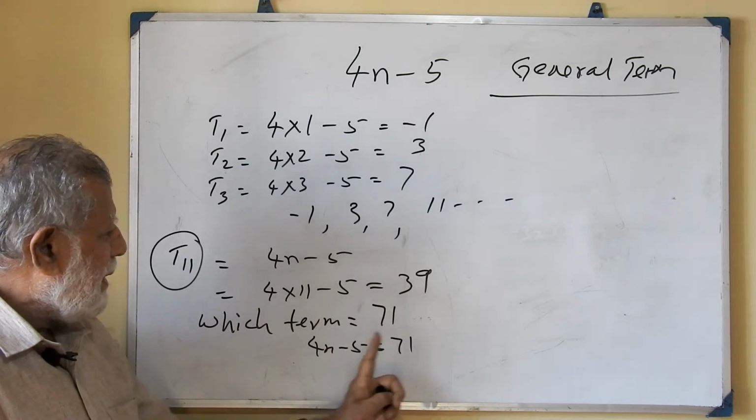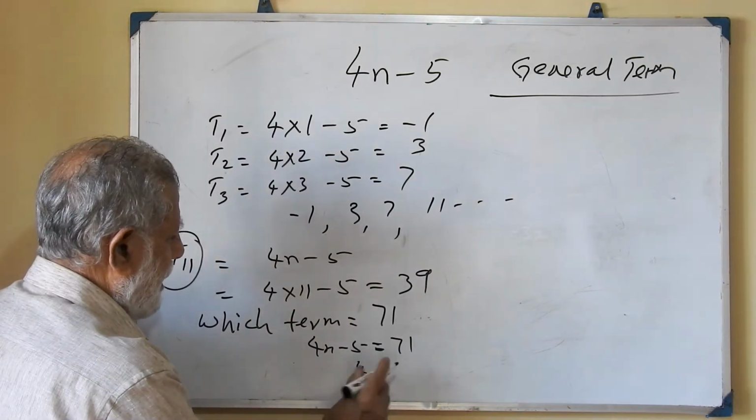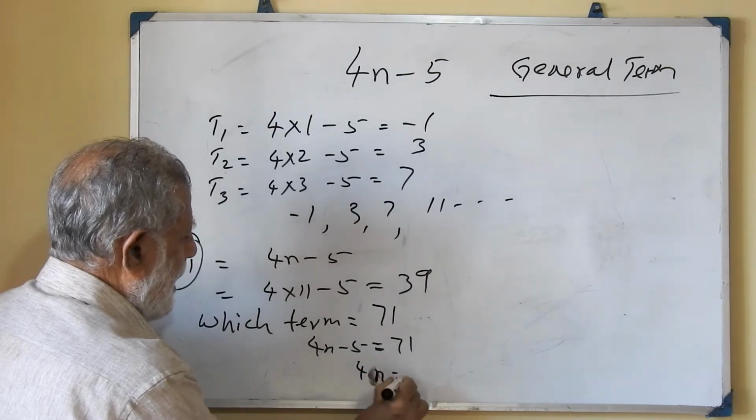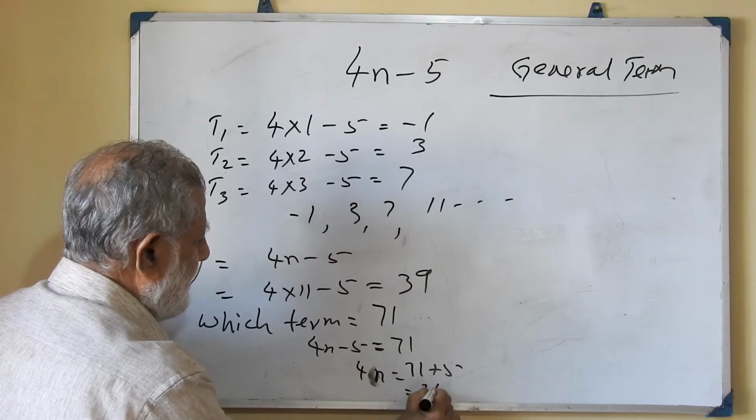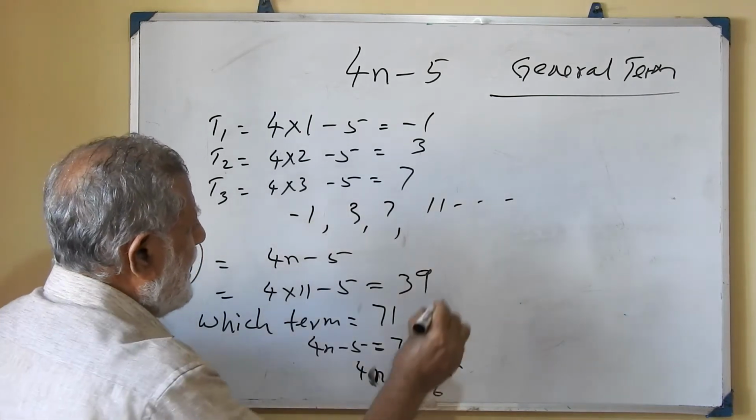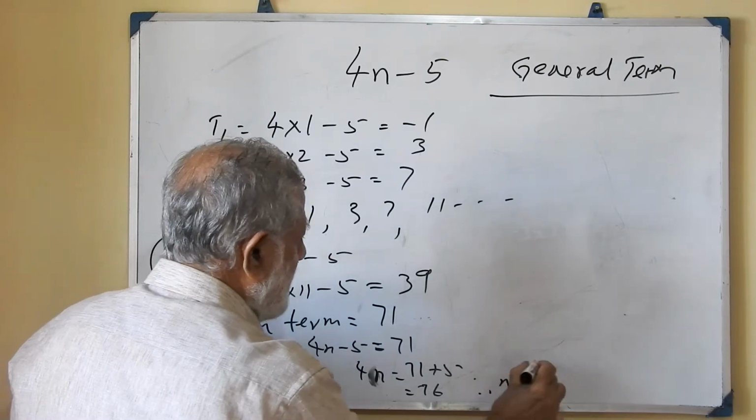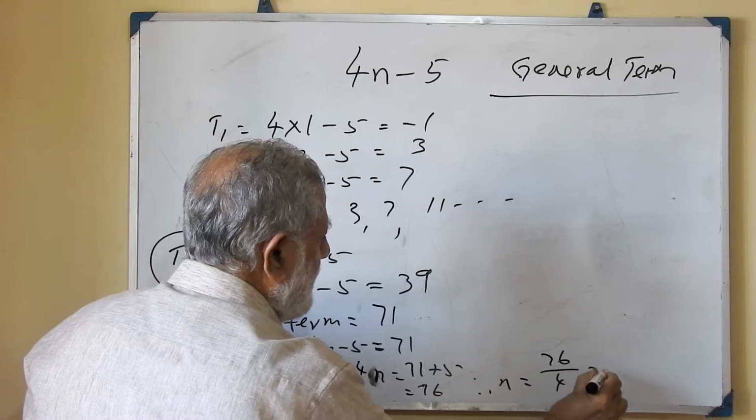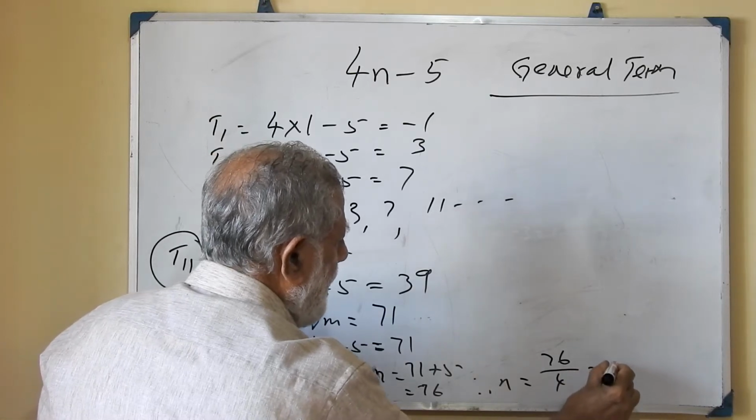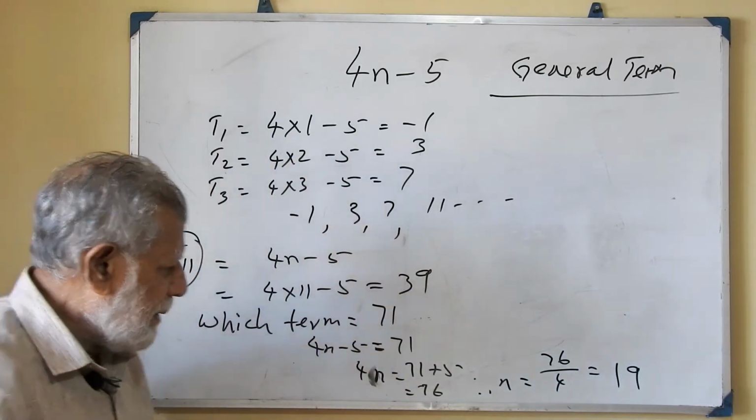So this minus 5 becomes plus 5. So 4n is equal to 71 plus 5, that is equal to 76. Therefore n is equal to 76 divided by 4, that is equal to 19.